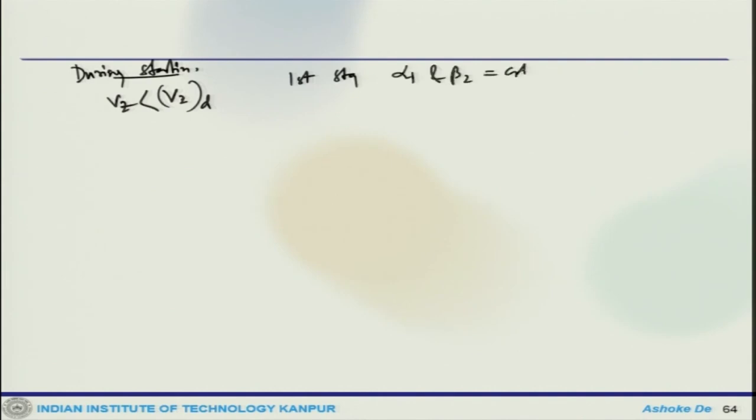So, what happens is that during starting Vz is less than design. Now, at the first stage alpha and beta 2 are kept constant. Now, we can draw the velocity diagram. So, these are for starting and these are for design.